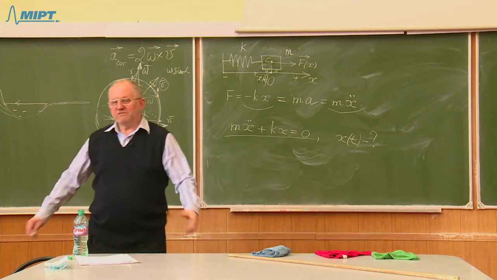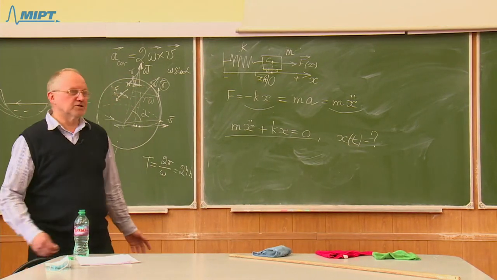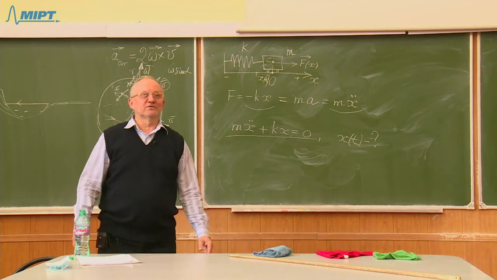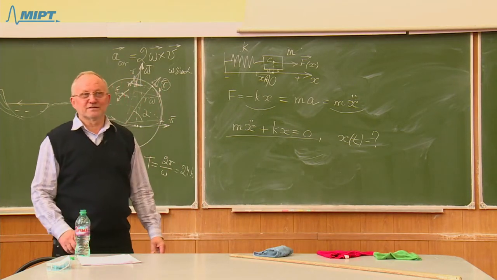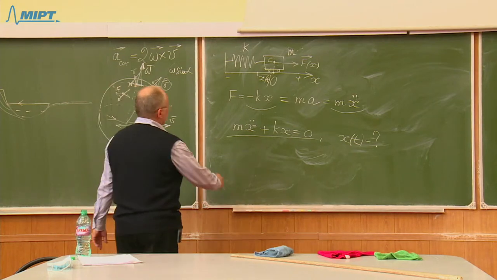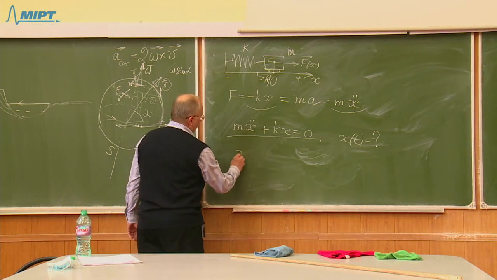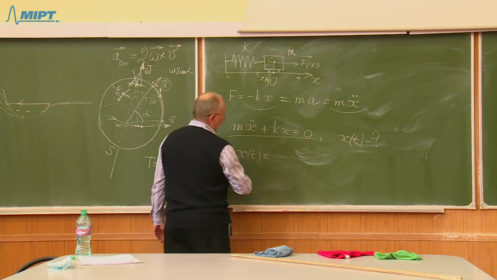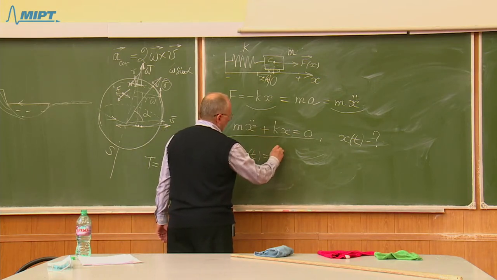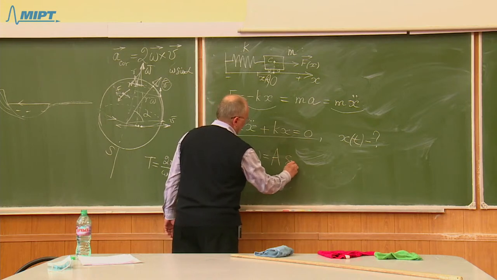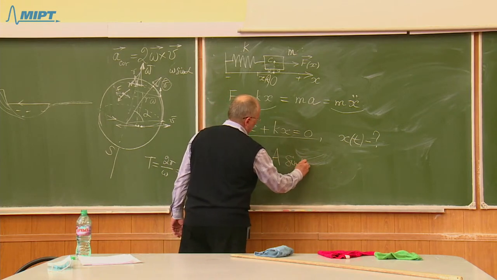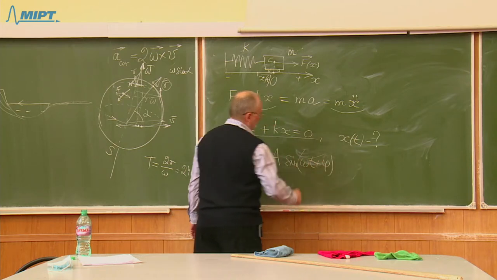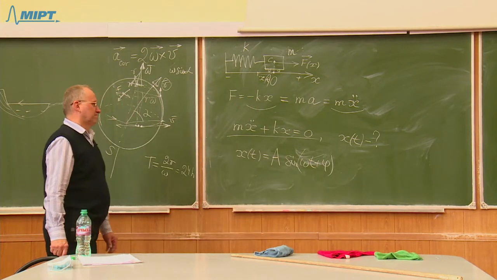There are many ways to solve differential equations, but the most popular and most practical way to solve it is to guess the solution. So we will guess the solution, and we will try to find this function in the following way. Some amplitude times sine omega t plus phi.